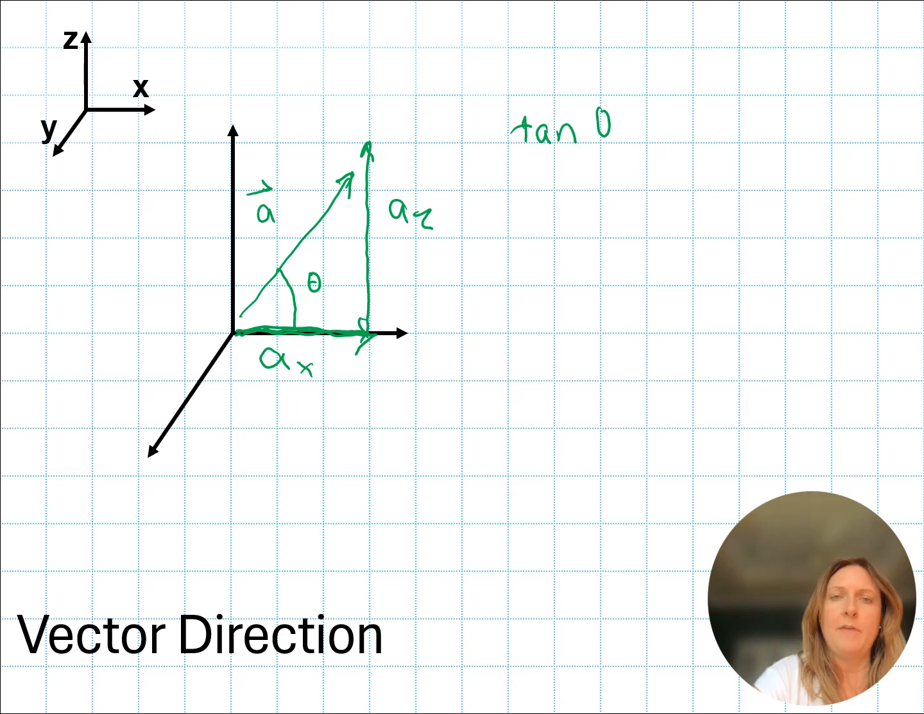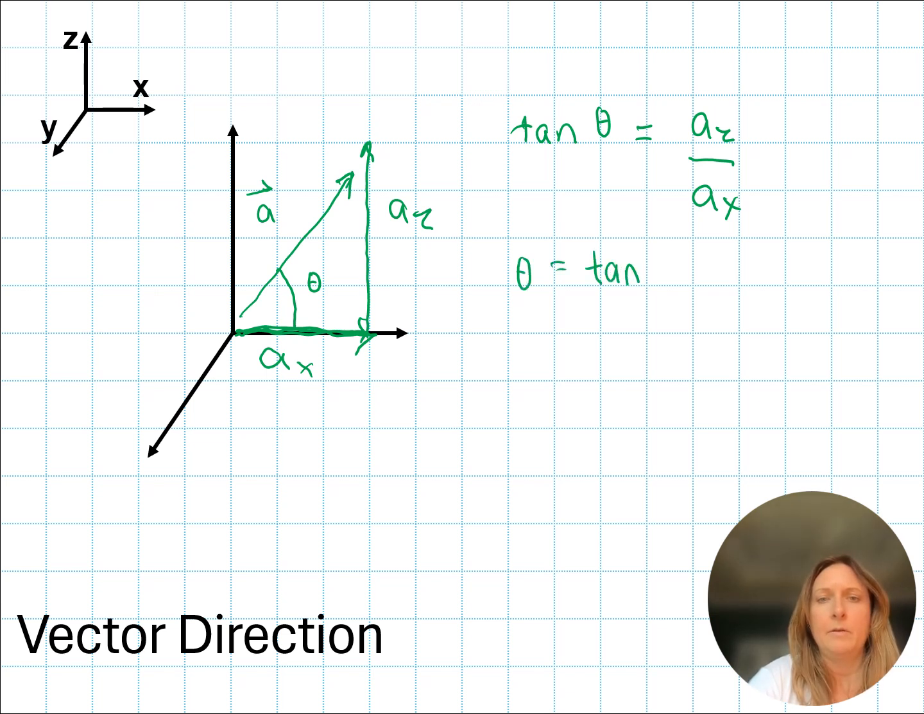And so if I want to find the specific direction of acceleration, the tangent of that angle theta that my acceleration vector makes with the horizontal is going to be equal to my z divided by my x component like that. And so my angle theta is going to be my inverse tangent of my az over ax.